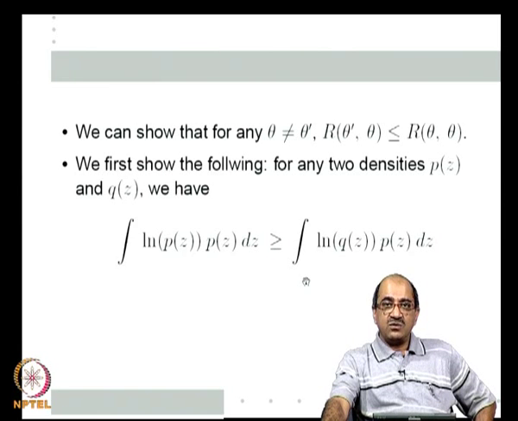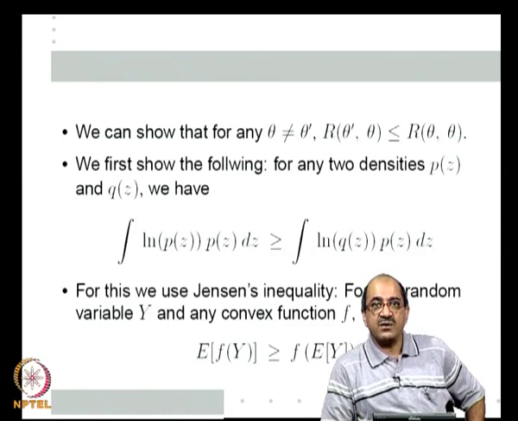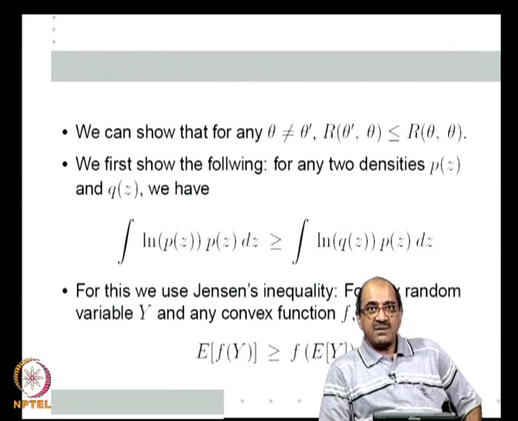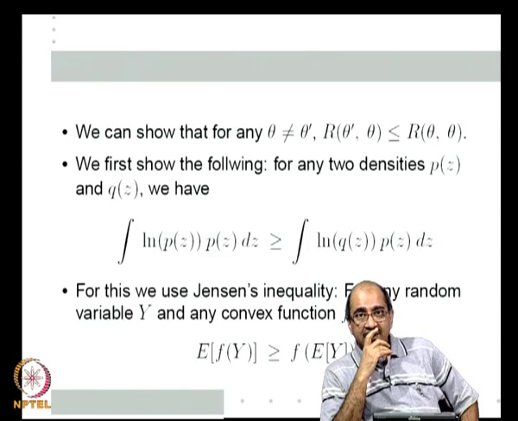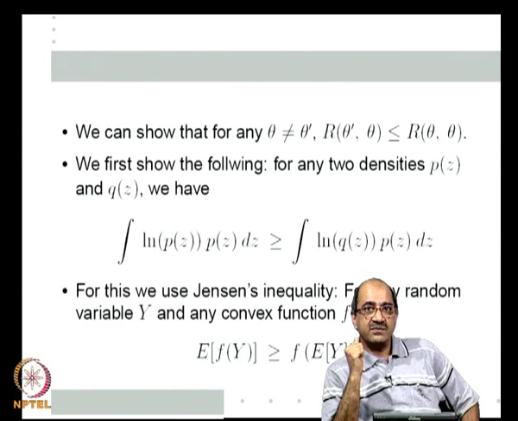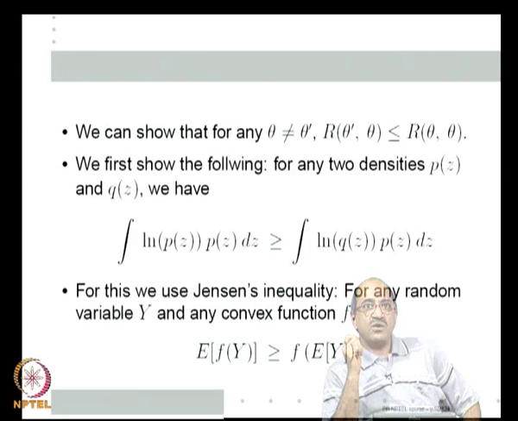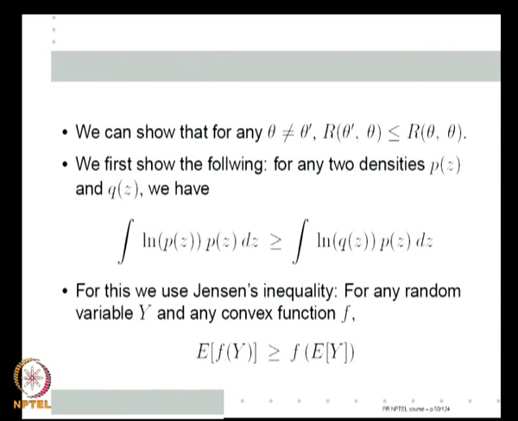To show this, we use one standard inequality in expectations, called Jensen's inequality. I suppose many of you would have come across this, but anyway I will state it first. For any random variable y and any convex function f, the expected value of f of y is greater than or equal to f of the expected value of y.